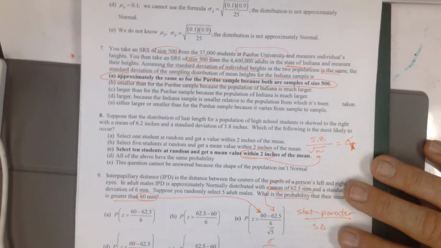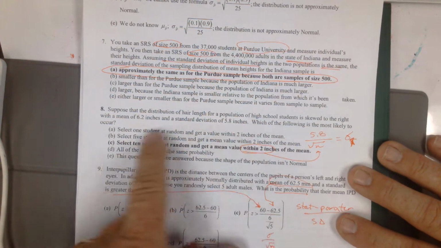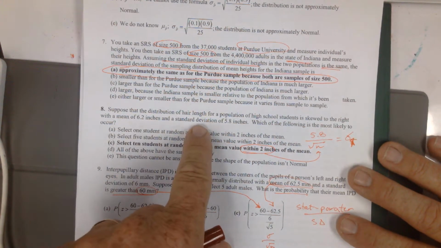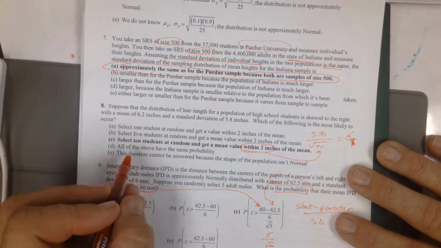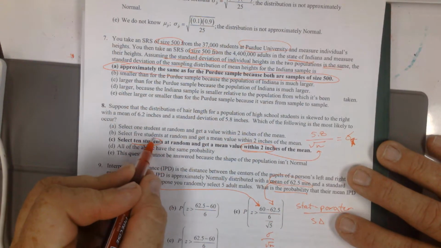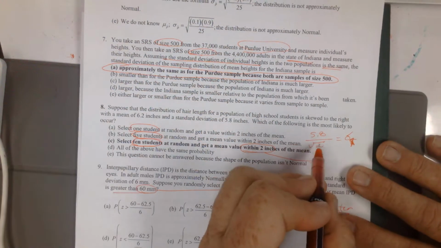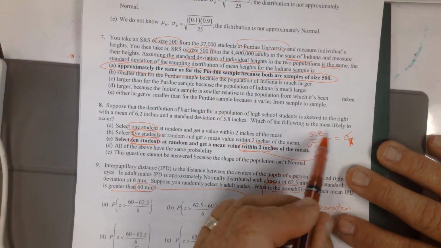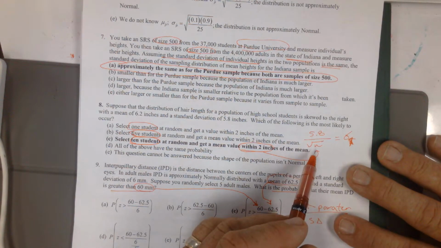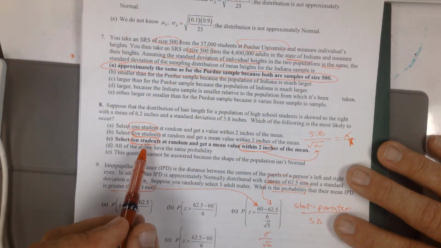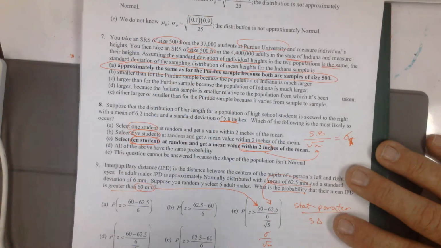All right, so distribution, supposed distribution of hair length for a high school, mean of 6.2 inches and a standard deviation of 5.8. So if we're looking at this, we're looking at selecting 10 students or 5 students or 1 student. So if we look at this piece right here, it changes the standard deviation. So right now, if I select 1 student, they may be within 5.8 on either side.